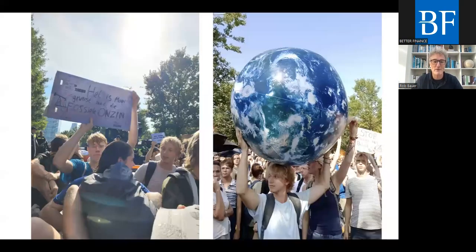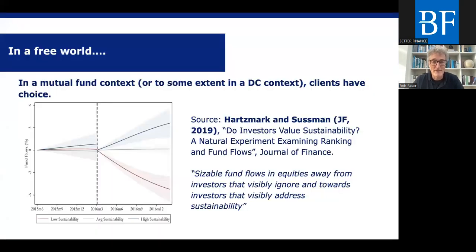I'll just give you an example from the Netherlands. The Dutch people will know that in The Hague, every day since the beginning of September, people from Extinction Rebellion were protesting against the fossil subsidies being given. Those same people will be the future clients of asset managers, but also the future pension participants. So they have views on this that might be different from the generation that I'm from. And by the way, this is my son being active there.